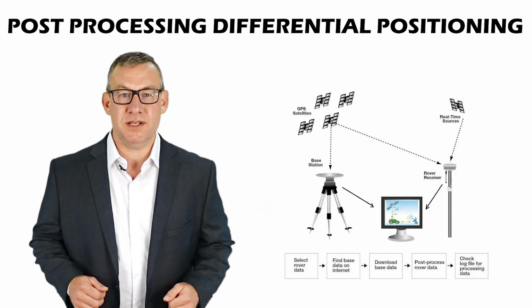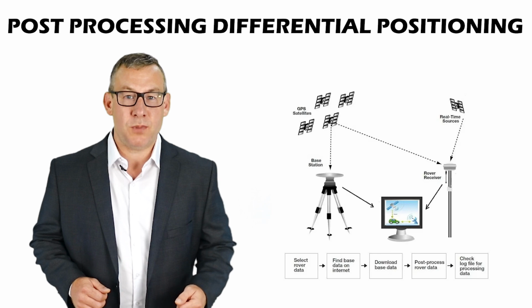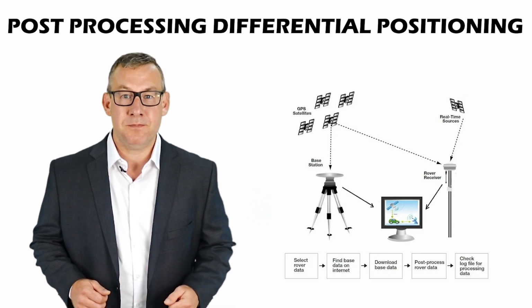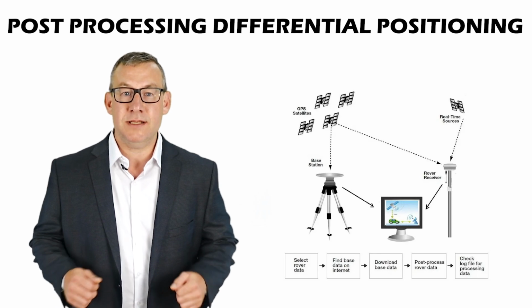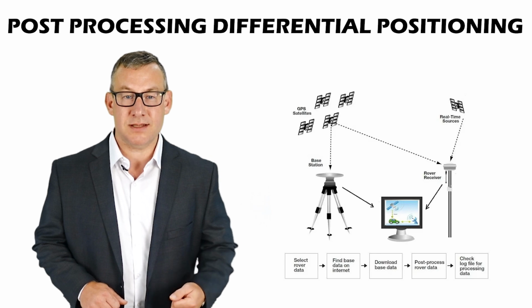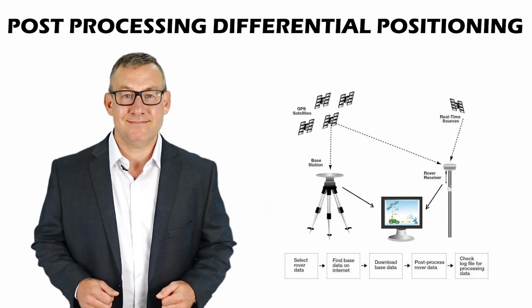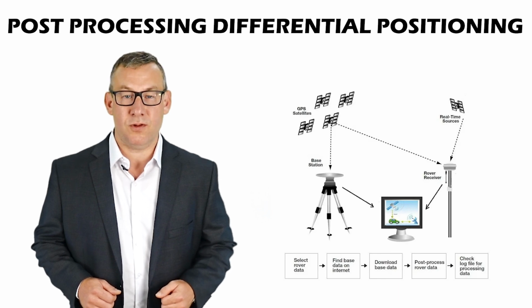Post-processing differential positioning. In post-processing differential positioning, measurements from the base station and receiver are downloaded to a computer after collection and corrections are processed. Post-processing differential positioning can't be used for navigation.